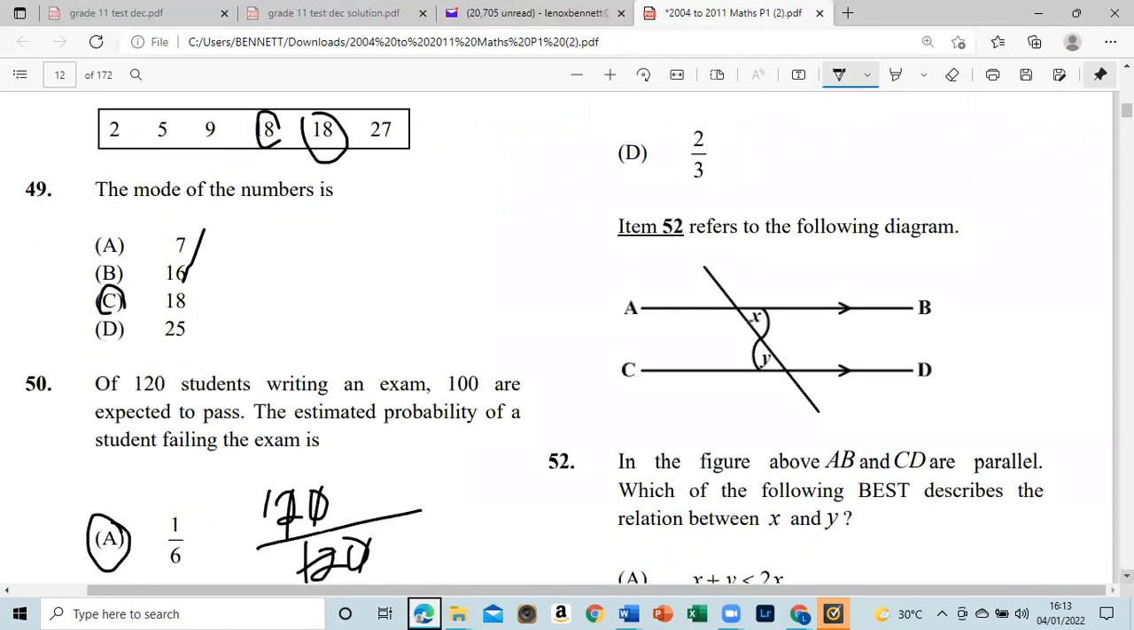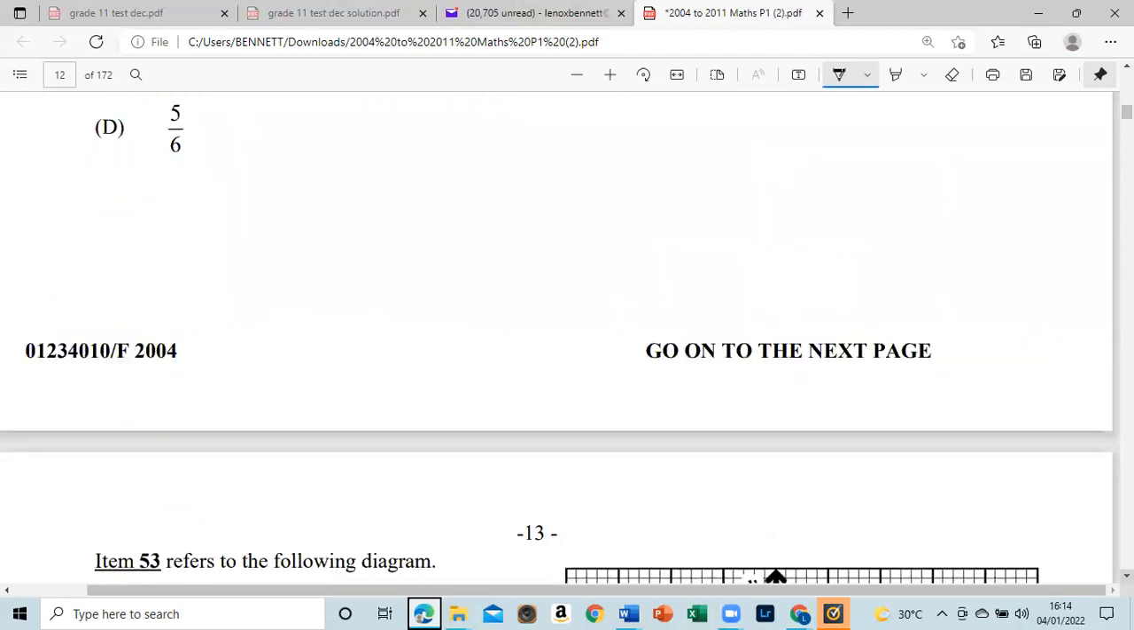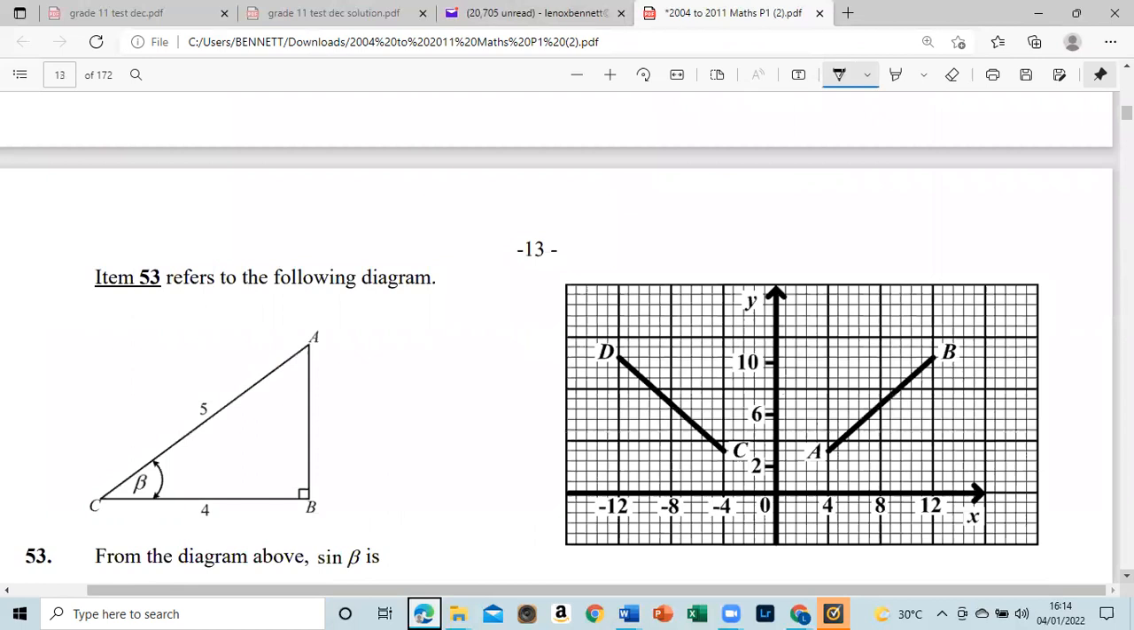In the figure above, AB and CD are parallel. Which of the following best describes the relationship between X and Y? Alright, so X is equal to Y, they're alternate angles. Very nice question.